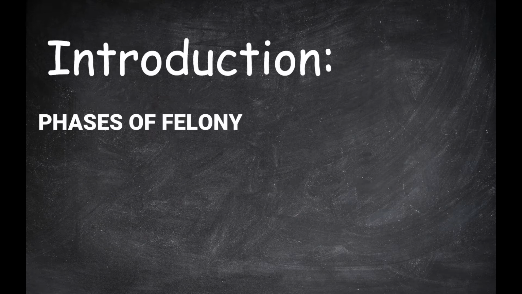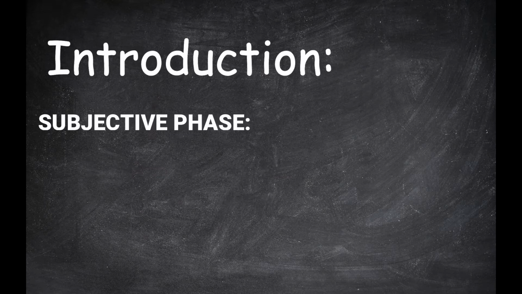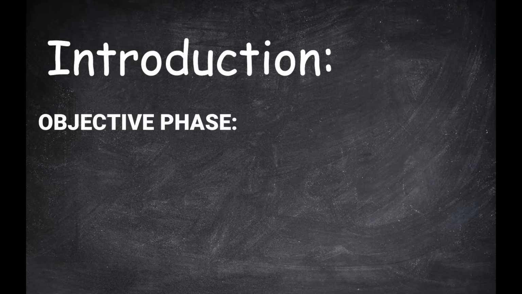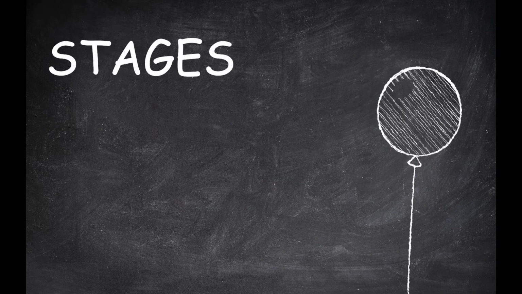Phases of felony. 1. Subjective phase and 2. Objective phase. Subjective phase. The subjective phase in the commission of a felony is that portion of its execution starting from the point where the offender begins by overt acts to pursue the crime until he is prevented against his will by some outside cause from performing all of the acts which would produce the offense. Objective phase, on the other hand, is the result of the acts of execution, that is, the accomplishment of the crime.